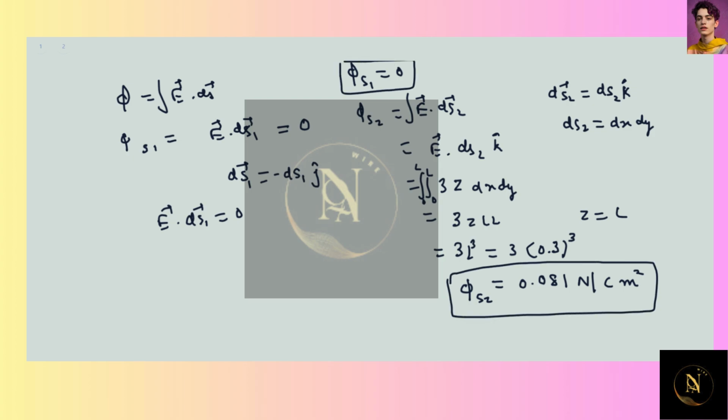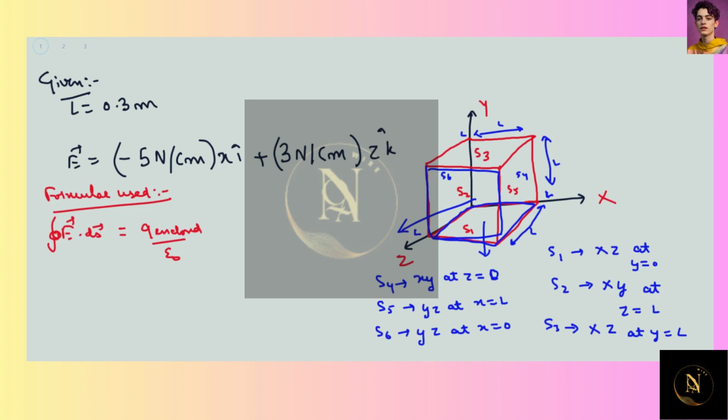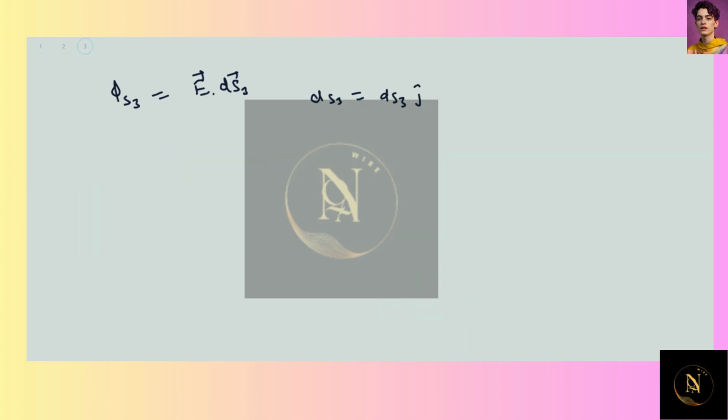Now going to phi S3. We have electric field dot dS3. So dS3 is dS3 j cap. Now we have j cap, so the dot product goes to 0. So we have phi S3 equals 0. Now we go to phi S4.